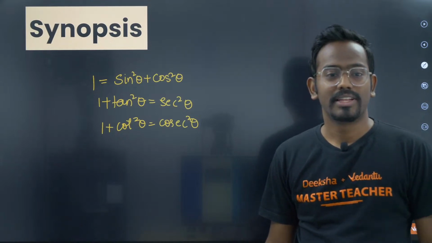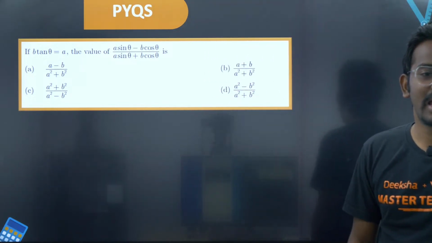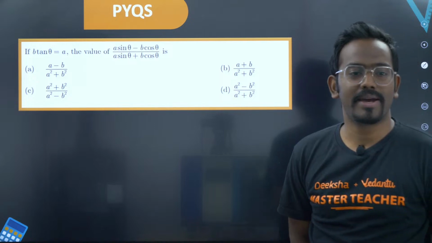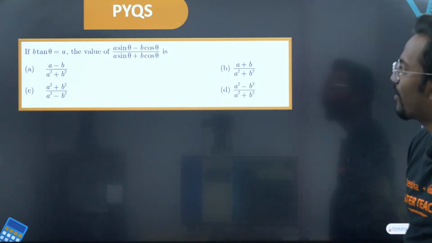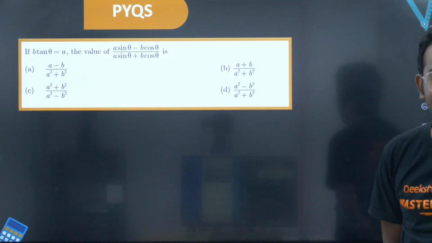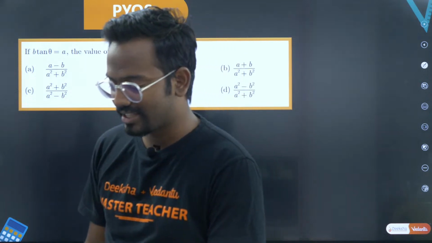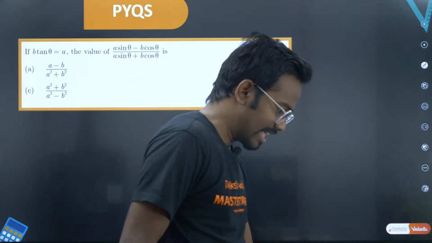Let's take up question number 1. If b tan theta is equal to a, what is the value of a sin theta minus b cos theta divided by a sin theta plus b cos theta? Come on, answer this. Very simple question, but it looks a little bit difficult. Harshavardhan is in the class as of now. Okay, come on other students, I want you to respond actively.